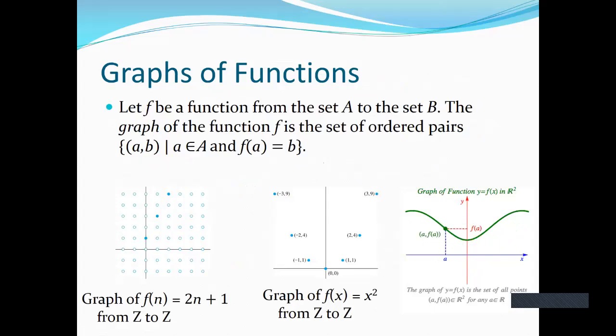The graph of the function f is the set of ordered pairs (a, b) such that a belongs to A and f of a belongs to B. And that's true basically. Let's see how. For example, let's say we have a function f(n) equal to 2n plus 1, or f(x) is equal to 2x plus 1. You can take n or x, whatever.